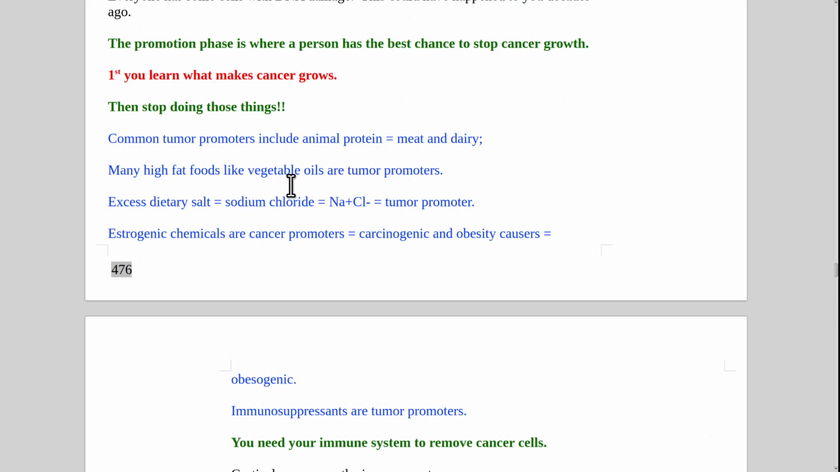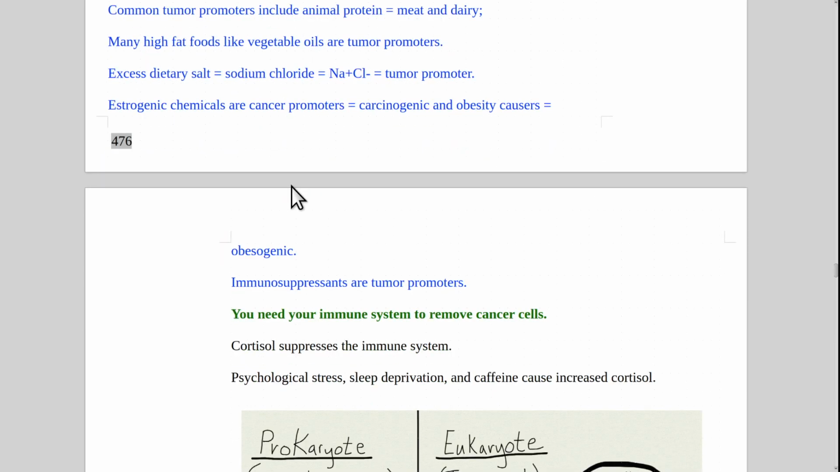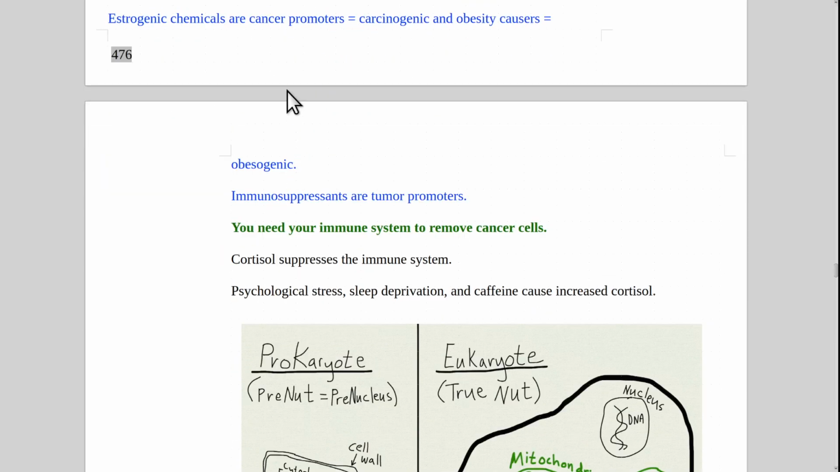Okay, cancer itself tends to be a little bit prothrombotic. Okay. Estrogen chemicals are also obesogenic, and so things that favor diabetes and obesity and hypertension, and that means more atherosclerosis, they're pro-cancer, all right?